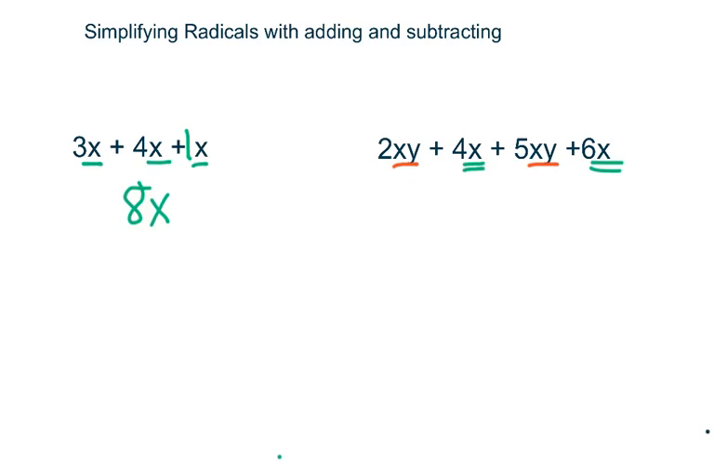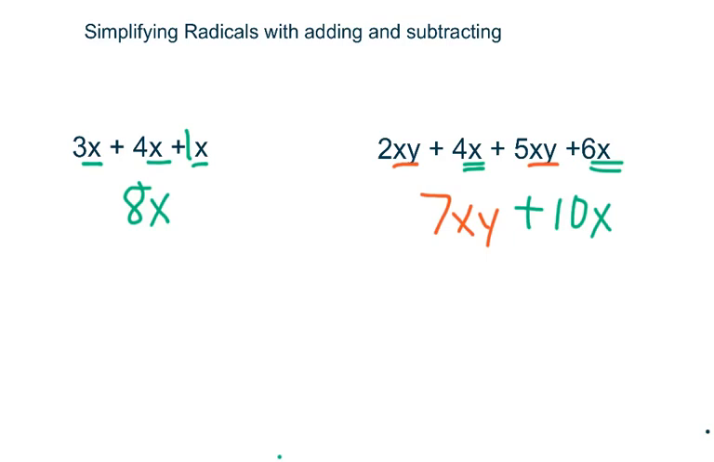The things that I combine have to have the same caboose. So 2xy plus 5xy becomes a 7xy. And then combining the other similar caboose, 4x plus 6x becomes a plus 10x. So again, a little bit of review of combining like terms.